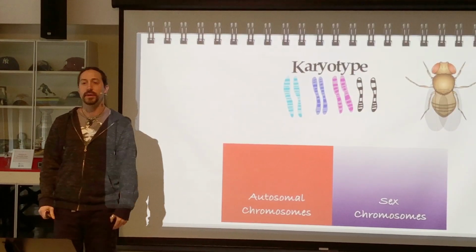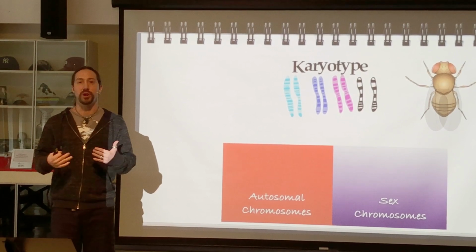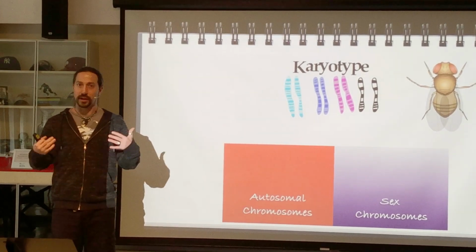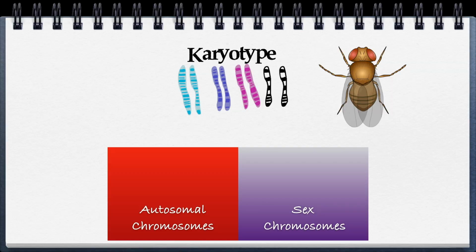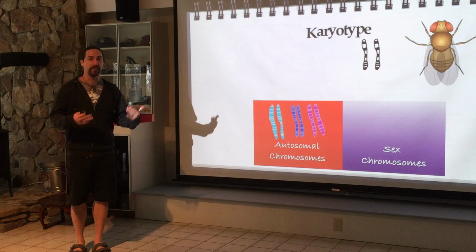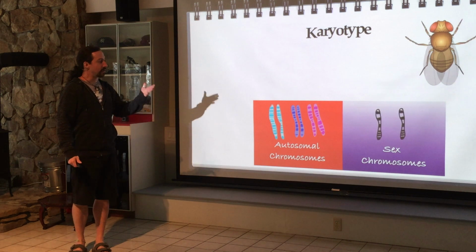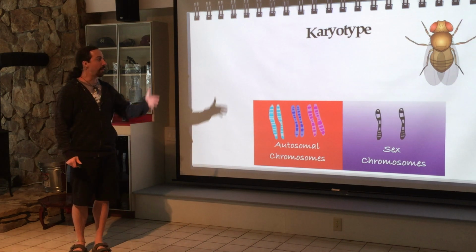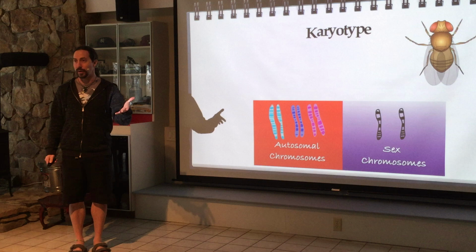Here's how it works out. If we were to take the chromosomes of a very simple organism like a fruit fly, you would see it has a total of 8 chromosomes. Of those 8 chromosomes, 6 of them are going to be what we consider autosomes. The last 2 chromosomes are the sex chromosomes. They determine the biological sex of the organism. And in this case, there are 2 X's, and that means that we have a biological female fruit fly.